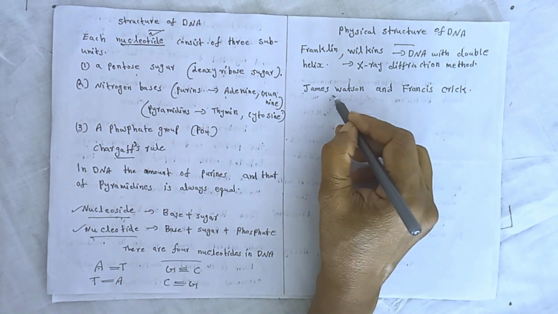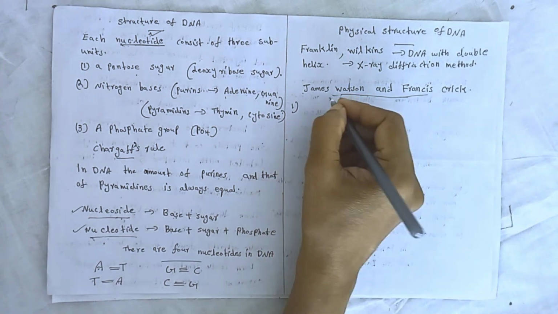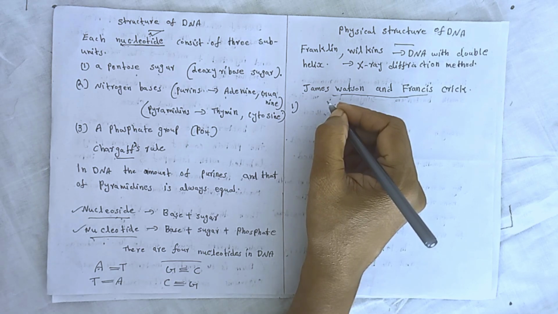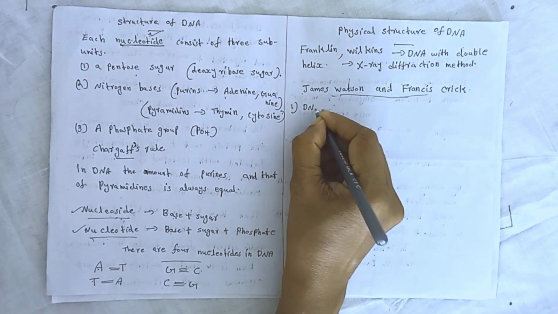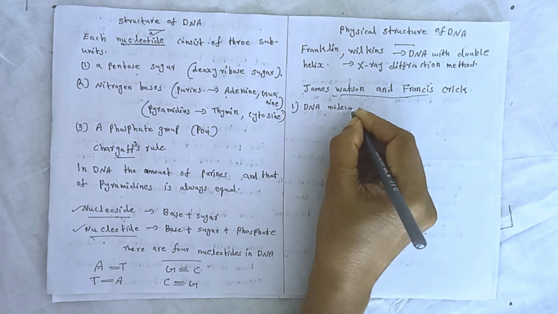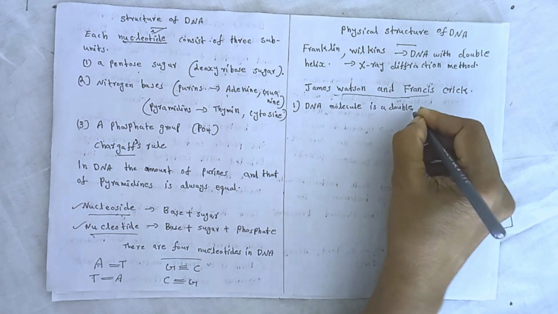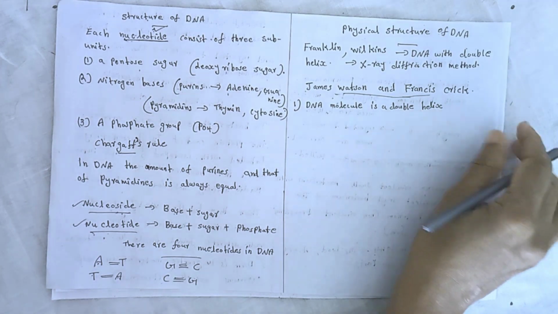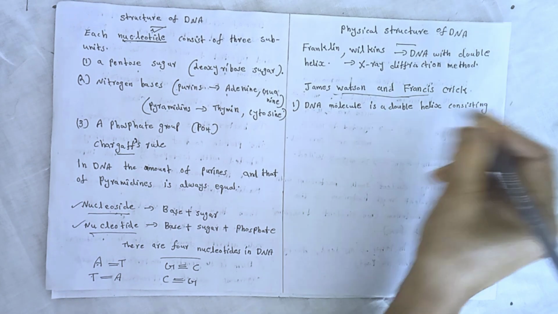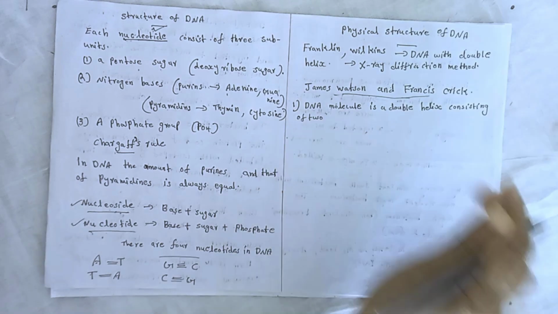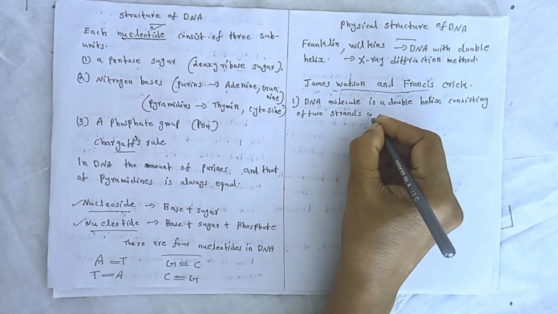According to the Watson and Crick model, the DNA molecule is a double helix consisting of two strands of DNA.